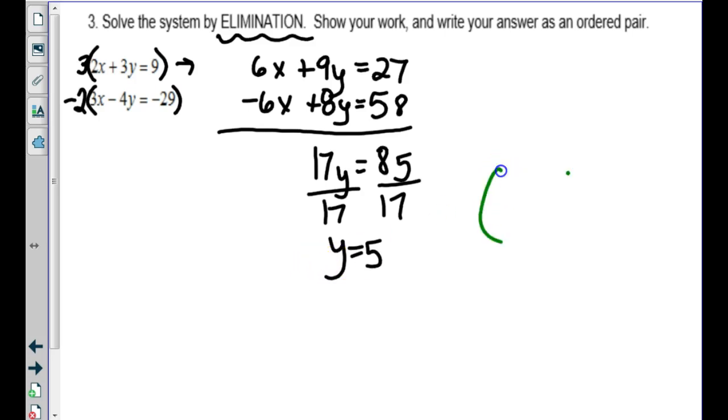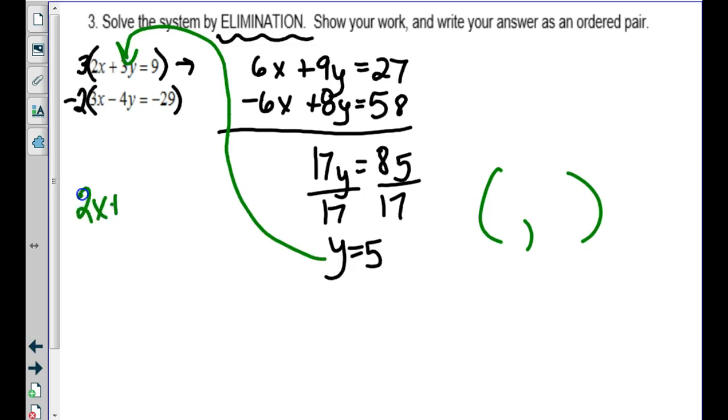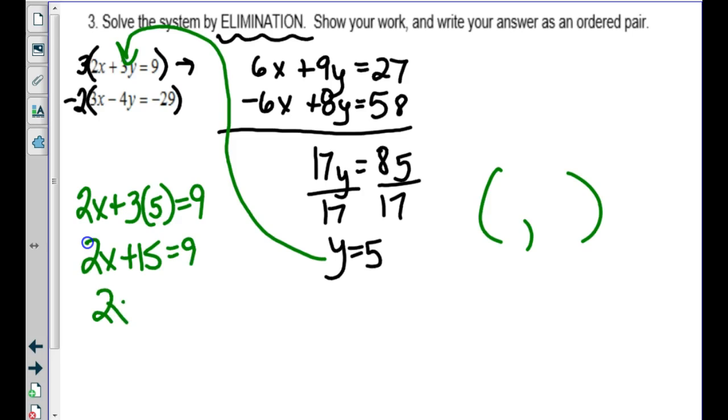Yeah, we need an ordered pair. It says the answer is an ordered pair. We can plug it in anywhere. I think I'm going to go over this nice top one here. 2x plus 3 times 5 equals 9. So I'll have 2x plus 15 equals 9. 2x equals negative 6. x equals negative 3.